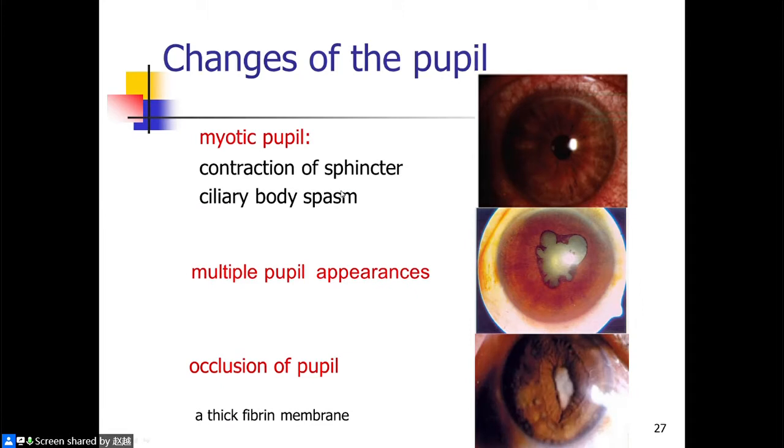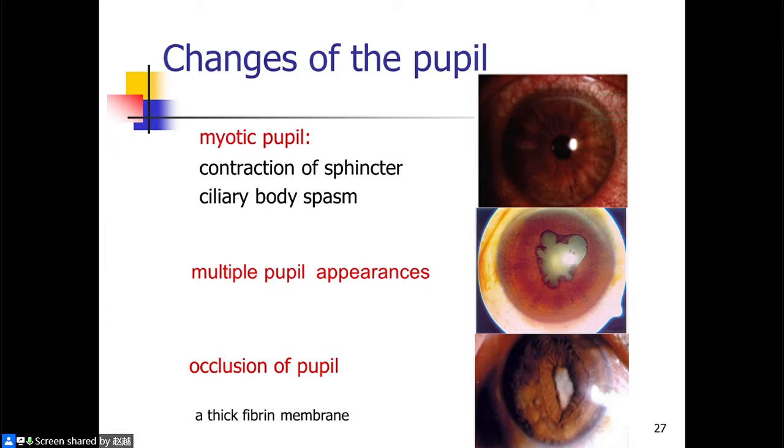Inflammation due to ciliary body spasm and continuous contraction of the pupil sphincter can cause a miotic pupil. Part of the posterior synechia cannot be drawn apart. Multiple pupil appearances appear after dilating the pupil, such as quincunx, piriform, or irregular shape.